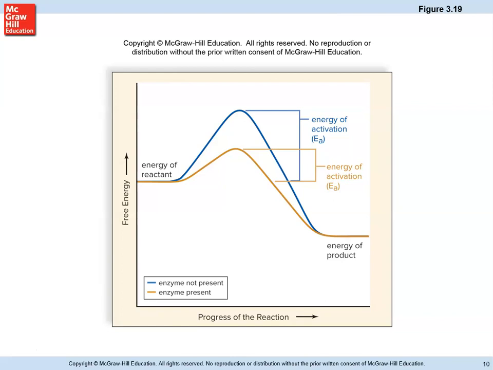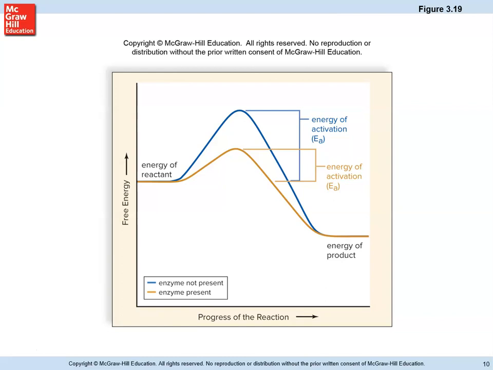And what we see here is that if we didn't have enzyme present, for this particular reaction to occur, follow the blue line, it takes a certain amount of energy to get that done. But if we had enzymes present, we can see that it would take a much lesser amount of energy to get that reaction done. So enzymes reduce the energy of activation, or the amount of energy it takes to do the reaction.